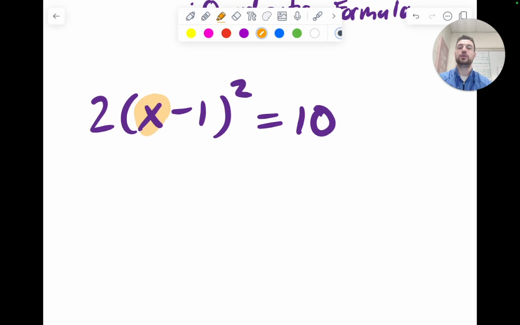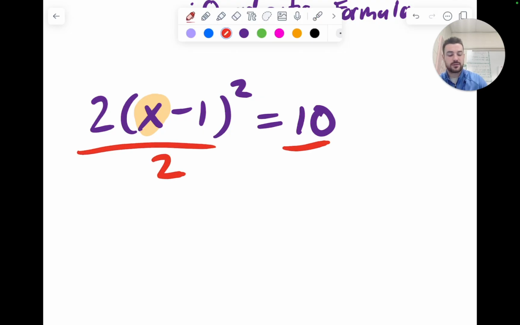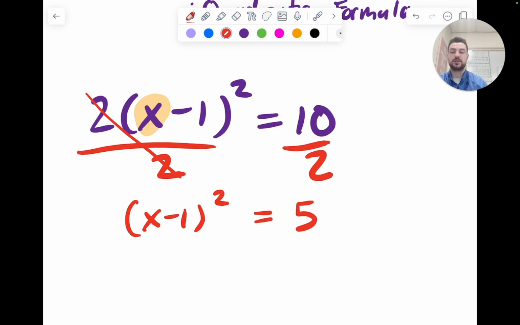Inverse operations include undoing all of the values we have on one side to get x by itself. So the first thing we're going to want to do is isolate that x value by moving everything away from it that we can. Now we've got a 2 on the outside, so I'm going to go ahead and divide both sides by 2 first. These will cancel. I'll get (x minus 1) squared is equal to 5.